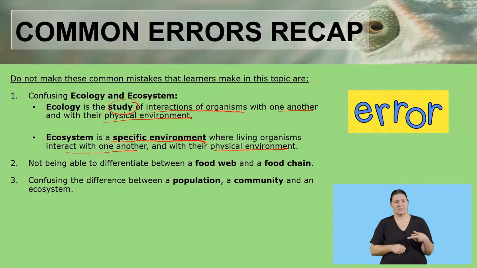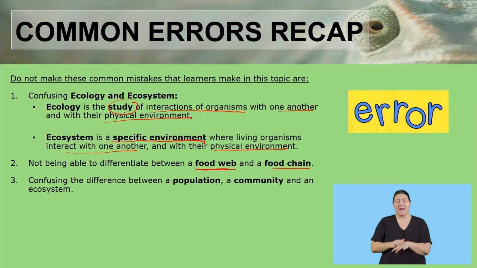Right. Secondly, not being able to differentiate between food web and food chain. I think I spoke about this a lot during the lesson. We said that the food web represents or shows us the transfer of energy from one organism to the next, whereas a food chain shows, let me correct that. A food web speaks about the transfer of energy from one food chain to the next. And the food chain speaks about the transfer of energy from one organism to the next. So those are the two. I also confused them there, so try not to be me.